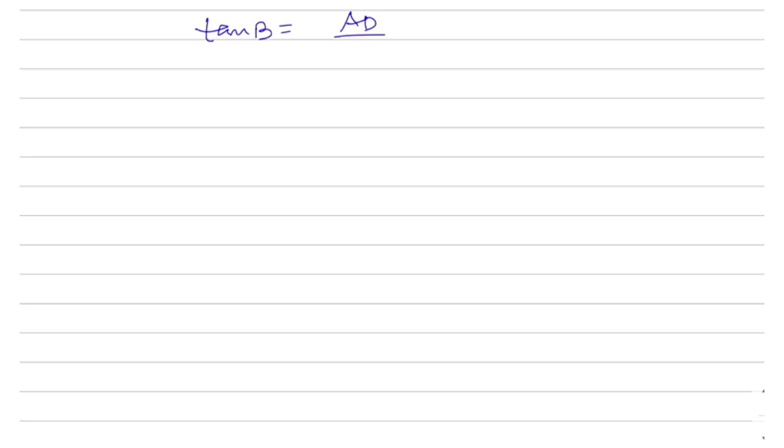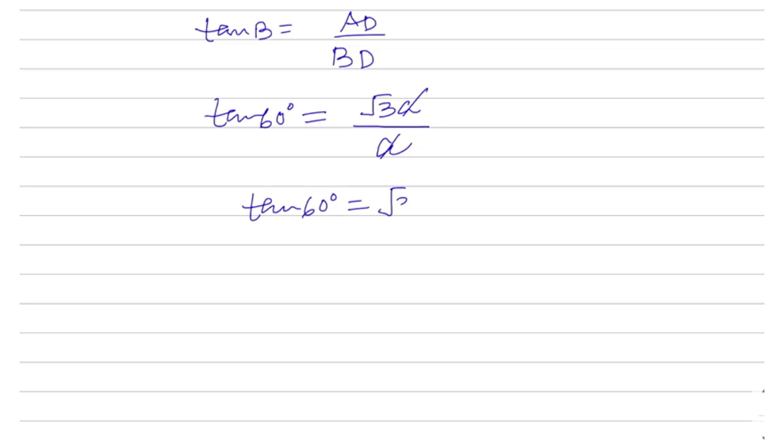And tan B is equal to perpendicular upon base, that is equal to AD upon BD. Therefore, tan 60 degree is equal to root 3a upon a. A is cancelled out, so we have tan 60 degree equal to root 3.